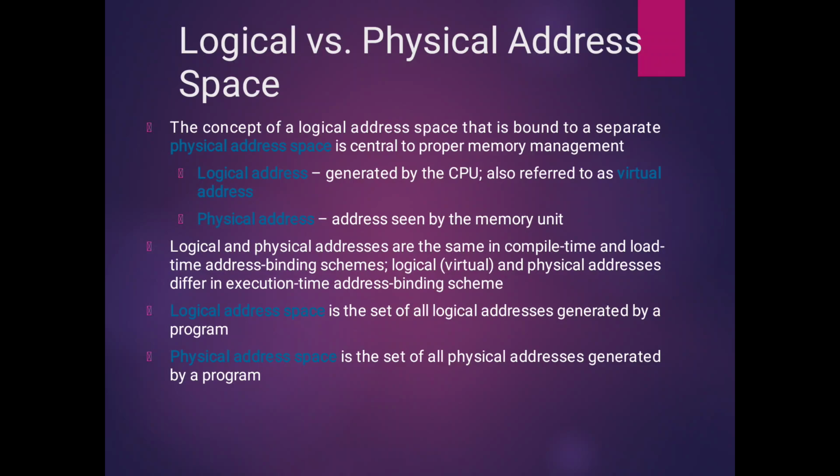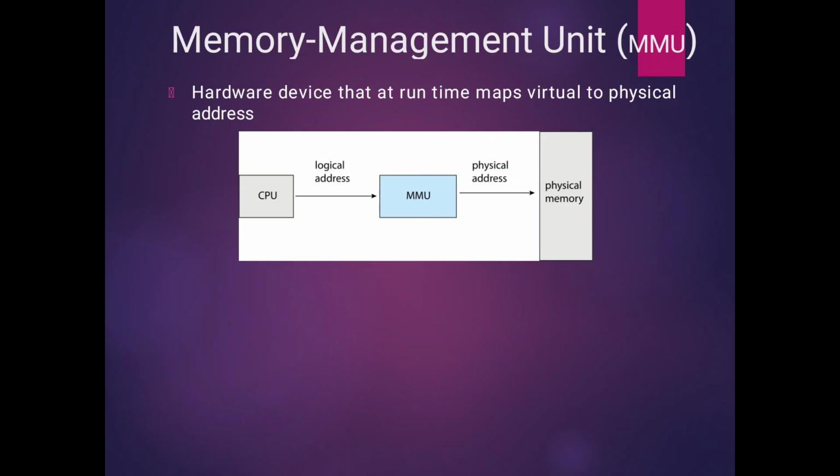The logical address space is the set of all logical addresses generated by a program. The physical address space is the set of all physical addresses generated by a program. The memory management unit is the hardware device that at runtime maps virtual to physical addresses. Initially the CPU generates a logical address, which is converted to a physical address by using the memory management unit. Only after the physical address calculation can we store into the memory.